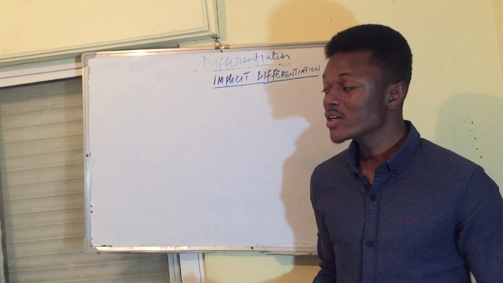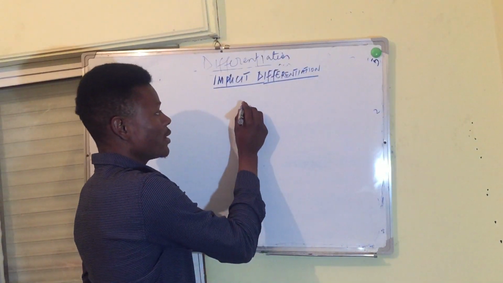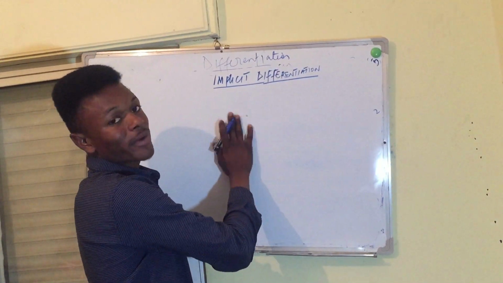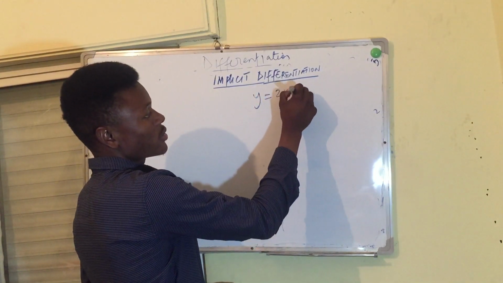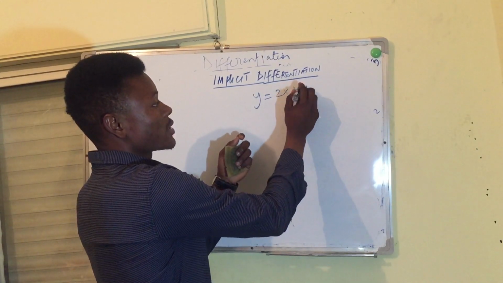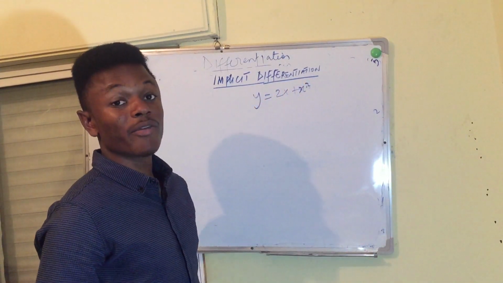So functions za mu muna defining ɗinsu explicit idan y ta yi appearing on one side alone of an equation of a function. For example, y equals to 2x, y ta appearing only anan, 2x plus probably x square, y ta appearing anan, so wannan explicit ne function.